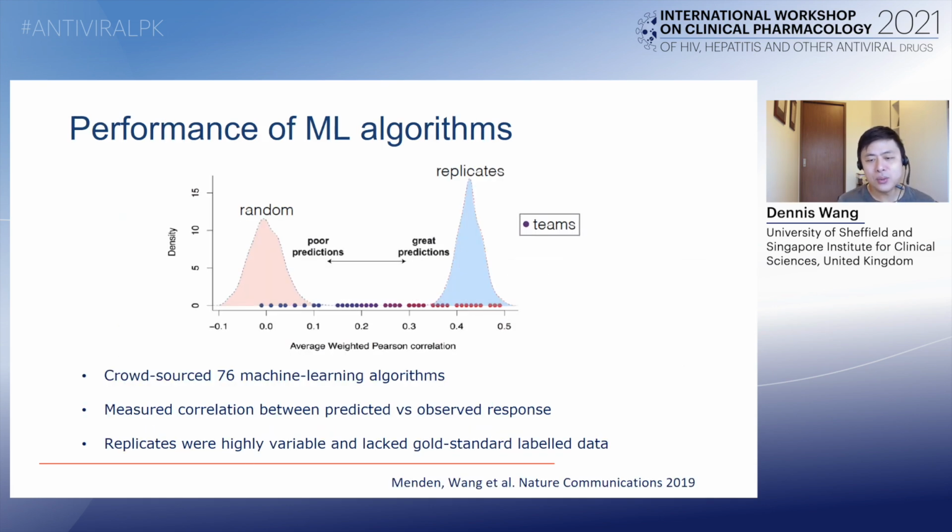Okay. So the results of this challenge was that there was a range of performers here. So we found some machine learning algorithms that performed as well as replicates, and some performed only as well as a random model. Performing as well as replicates is quite good in that the predicted and observed drug responses were as good as if you did a replicate experiment. But you can see from the absolute level of the Pearson correlation here that it's still not very high, and this led us to think that there might be some issues with the training data.